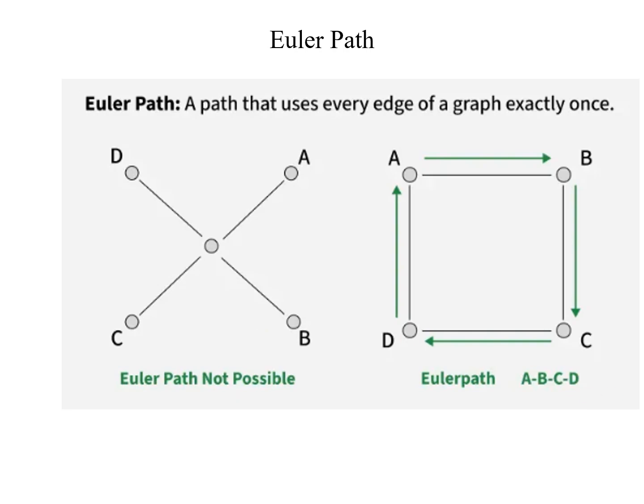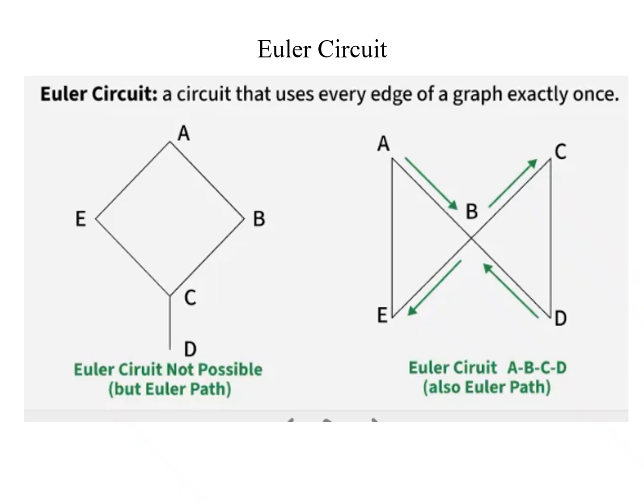Next, move to the next slide. Euler path. An Euler path is similar to an Euler circuit. The difference is that the starting vertex and the ending vertex are different. So we travel through every edge only once, but we do not return to the same starting point. A graph that contains an Euler path is called a semi-Euler graph.